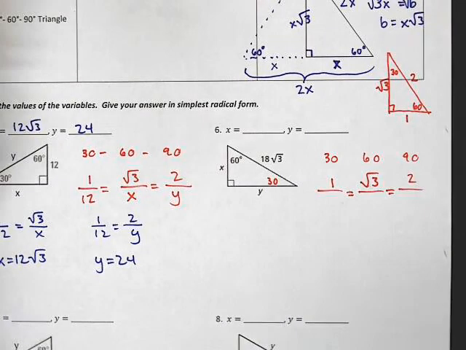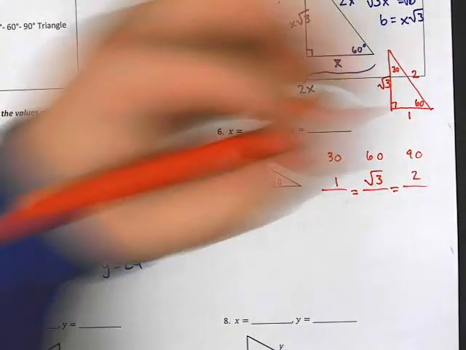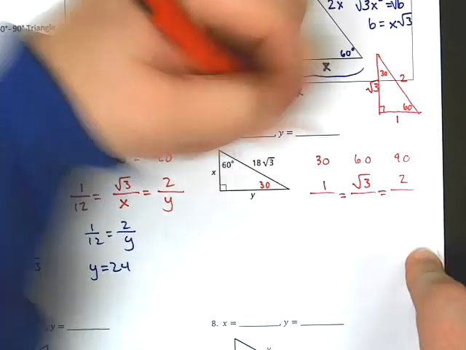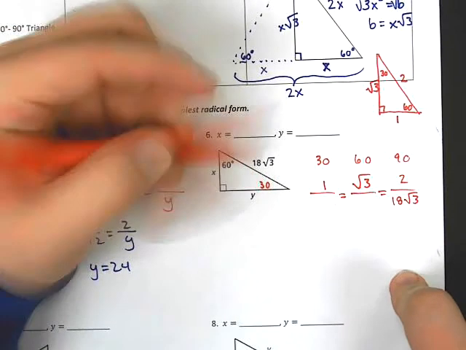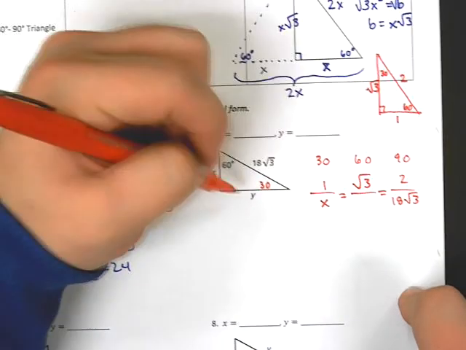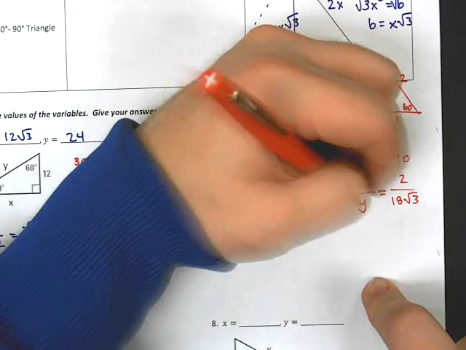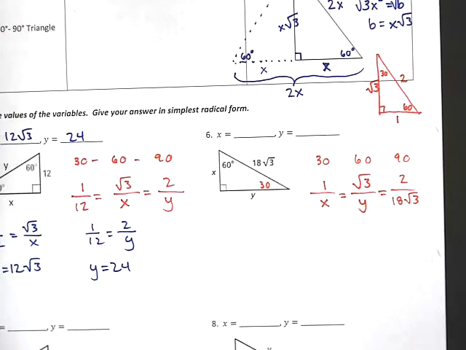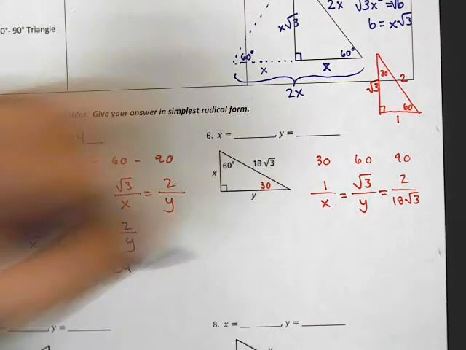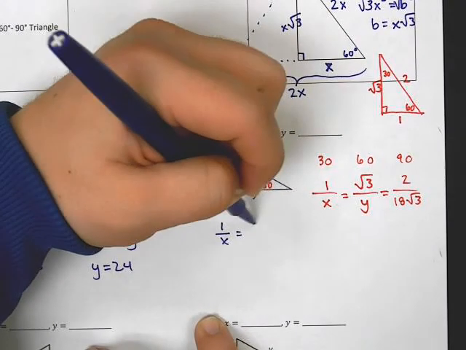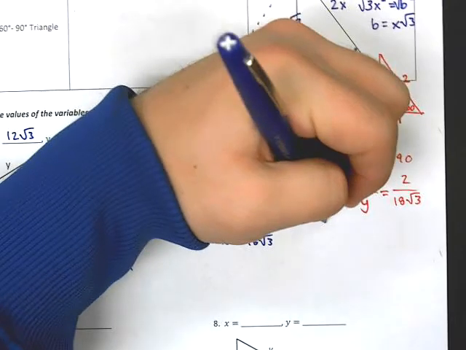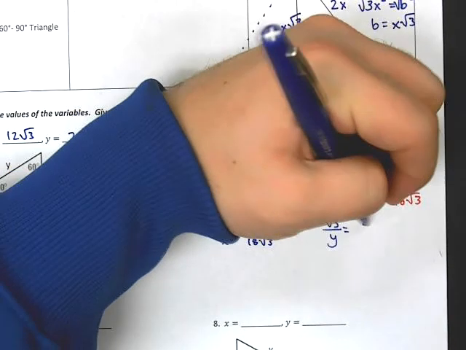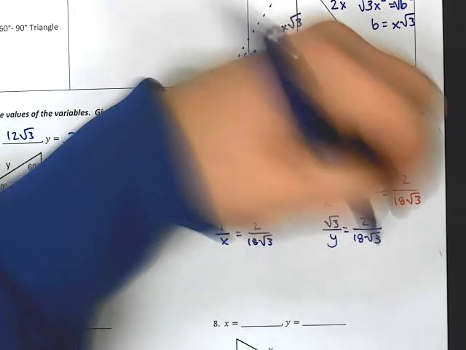And so now we have to line everything up. Well, we have the hypotenuse, so I have to put that in the right spot. It has to go under the 90. And x is across from 30, so x has to go under the 1. y is across from 60, it has to go under the root 3. I hope that makes sense. Now I set up my proportions. 1 over x equals 2 over 18 root 3. Root 3 over y equals 2 over 18 root 3. And we start to solve.